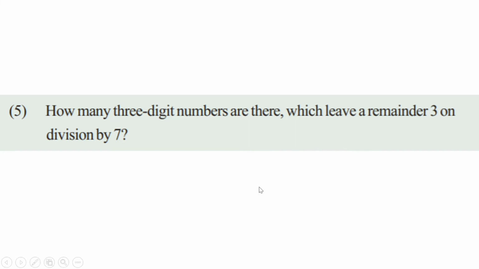100 is the first 3-digit number. Let us check whether this is the first term or not. If it is the first term, it should leave a remainder 3 on division by 7. So let me divide 100 by 7. 1, 7 is 7 and 3 remainder. Now put the 0, it is 30. How many 7s are there in 30? 4 7s, right? That is 28. What is the remainder now? 2. So when you divide 100 by 7, the remainder is 2.